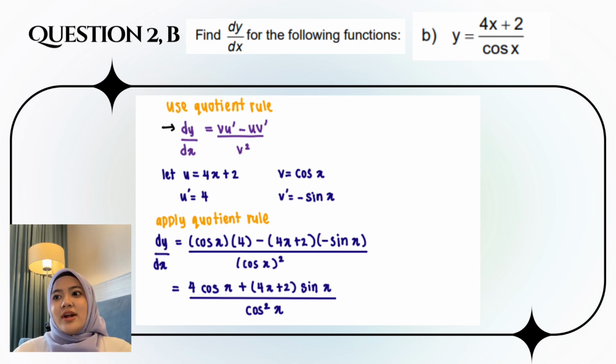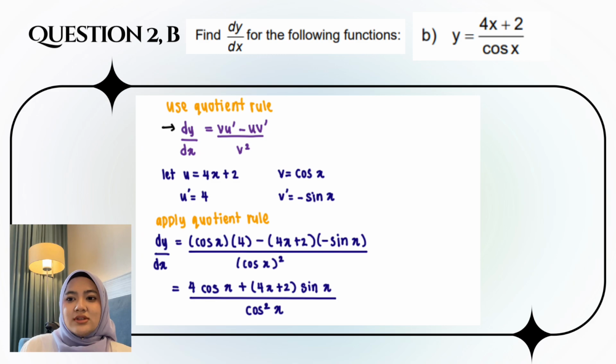y equals 4x plus 2 over cos x. We can see that this function is a quotient function, so we will need to use the quotient rule, which is dy over dx is equal to vu prime minus uv prime over v squared. So firstly, we need to let u equal 4x plus 2 and v equal cos x.